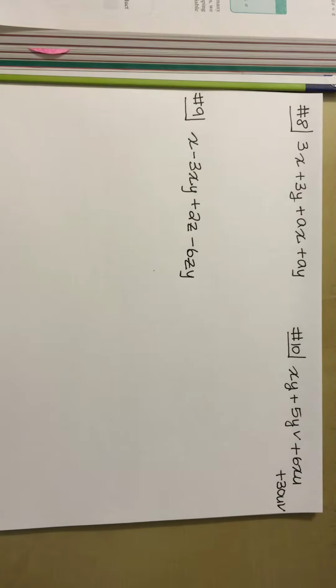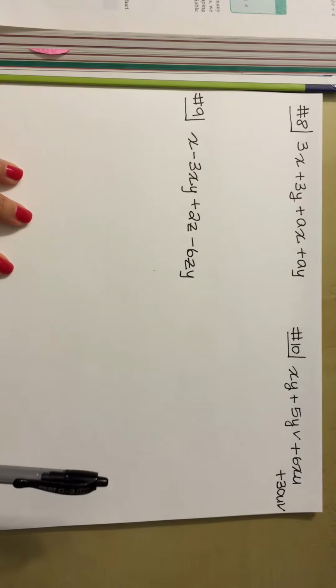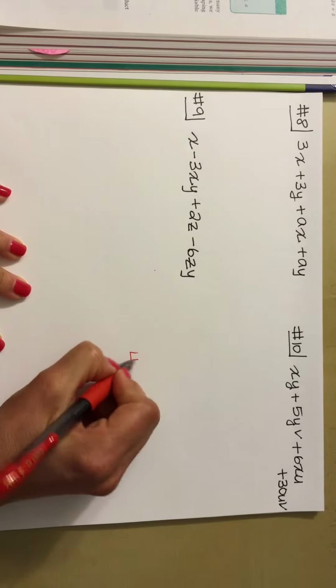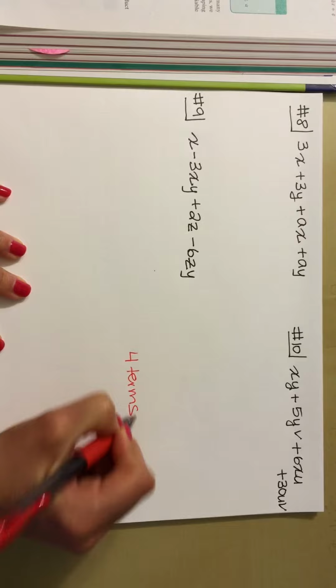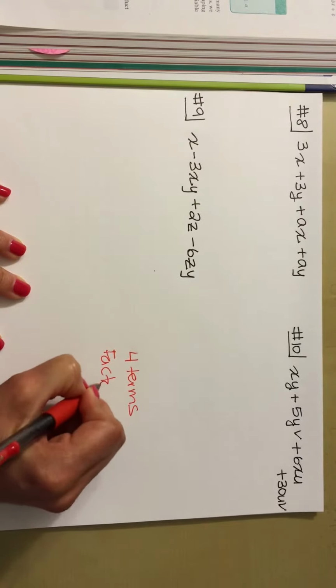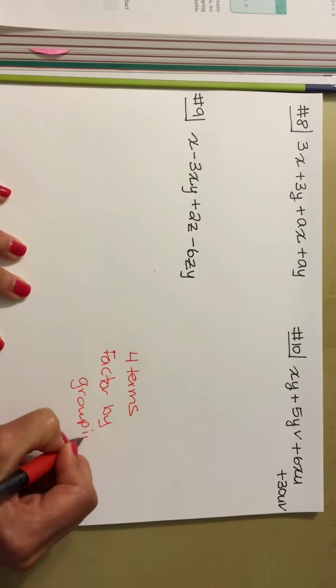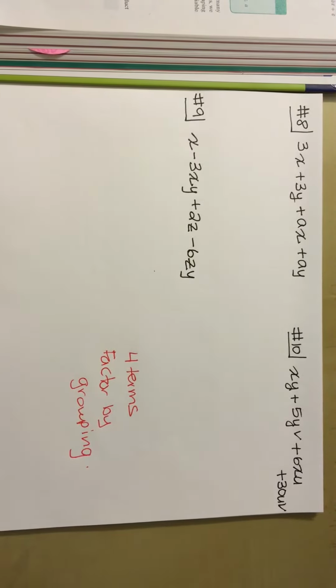These 3 examples are slightly different. These 3 examples contain 4 terms. And in order to factor them, we are going to use factor by grouping, part 2 of this section. So what we want to do here, we have 4 terms, and we want to factor by grouping. When you take your test, it will not say factor by grouping. You just need to know that you factor by grouping.